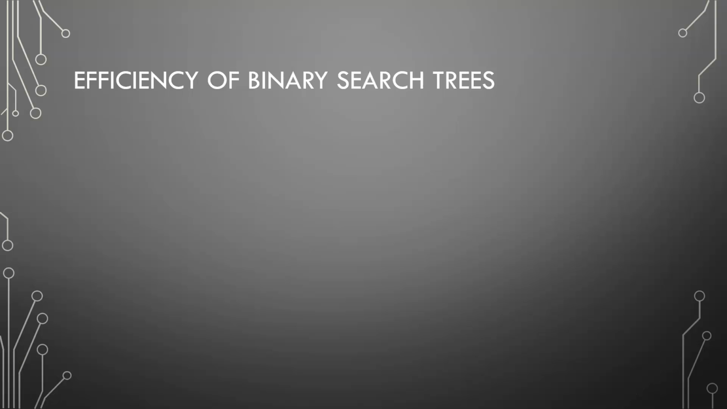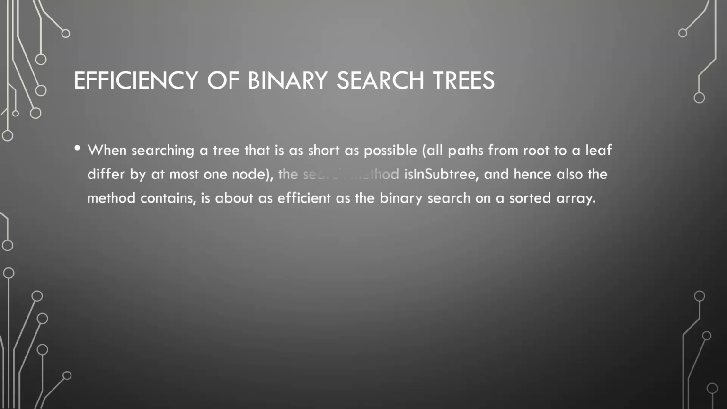All right, now that's enough to talk about some of the nuances about how it works. Let's actually talk about the efficiency, because we said, hey, they can be really great. Well, how great can they be? Well, when you're searching a tree that is as short as possible, in other words, all paths from root to a leaf differ by at most one node, the search method in a search subtree, and hence also the method contains, is about as efficient as the binary search on a sorted array.